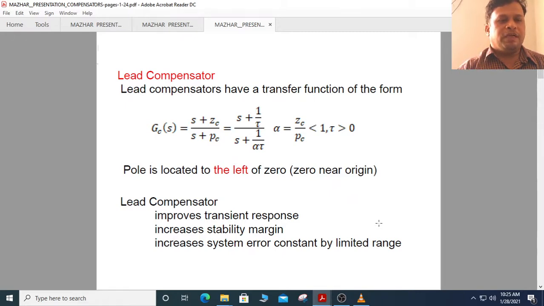The lead compensator, what does it do? Lead compensator improves the transient response. It increases stability margin. It increases system error constant by a limited range. So these are the things that are done by a lead compensator: improves transient response, increases stability margin, increases system error constant by a limited range. Okay?